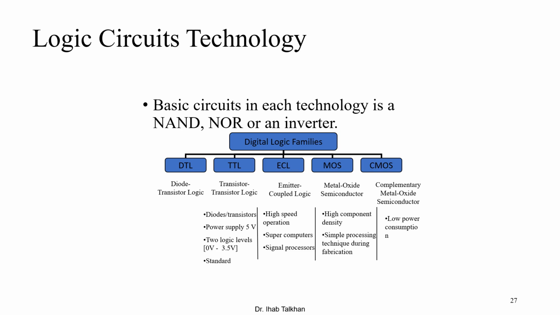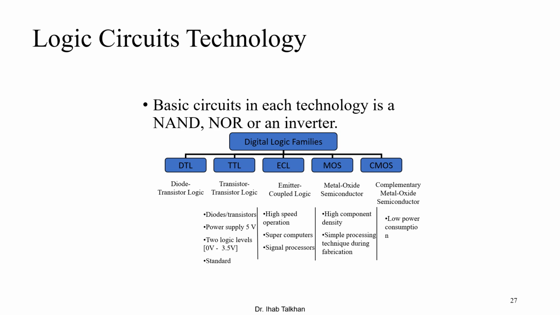If you need a small size transistor, MOS is the right one. It is metal oxide semiconductor. It has high component density because it is very small in size, and it has simple processing techniques during fabrication. So it is easier to fabricate, very small, and you can use it for large scale integration, ultra large scale integration, and so on. That's why nowadays we are using MOS, because of the size, the power consumption, and the ease of fabricating it.